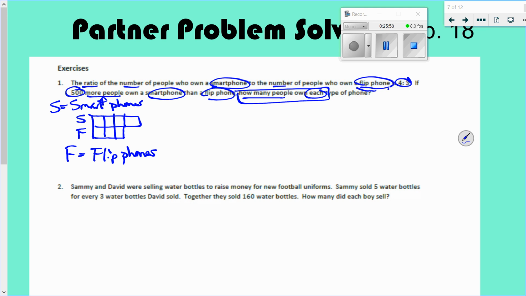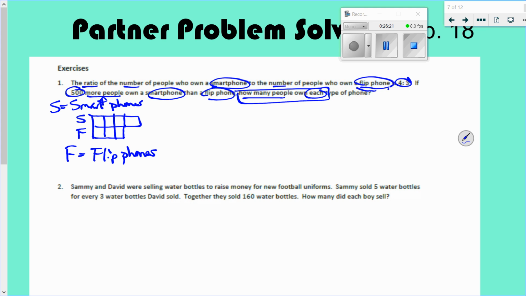500 more people, and that's why you need to focus on these words. And this is actually why a tape diagram can be really beneficial, because the tape diagram, if you've got it drawn, can help you make sense of the other words. So now if I look at my tape diagram, how many more boxes for smartphones are there than flip phones?